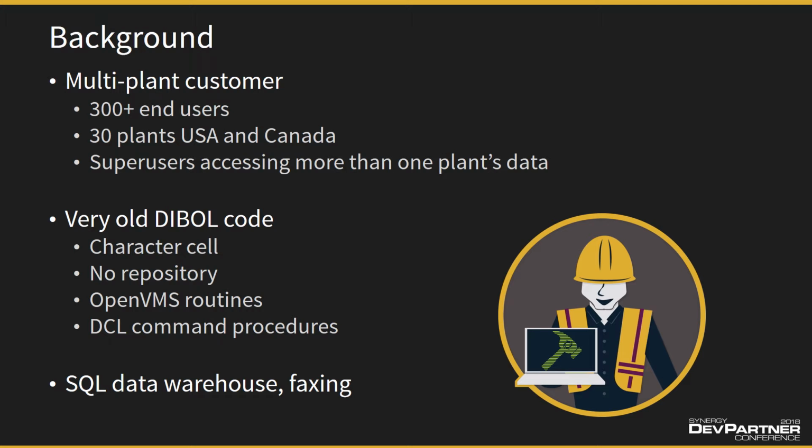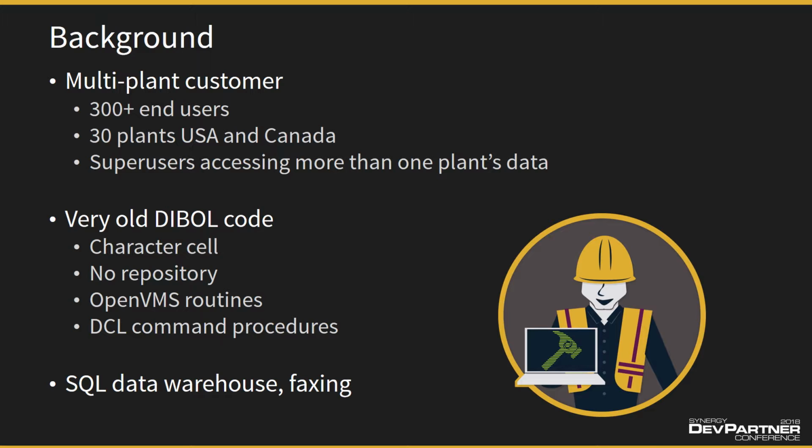A little bit of background. This customer is a manufacturer and distributor in the food industry. They have multiple plants in North America, and their application is used by over 300 users. Most are typical users accessing one company's site, but a small number of the users are what we consider super users that require access to data from multiple plants. In addition, the code is modified to run slightly differently in each of their 3 regions.